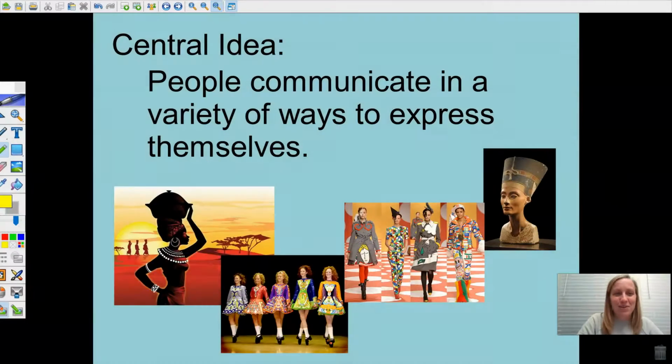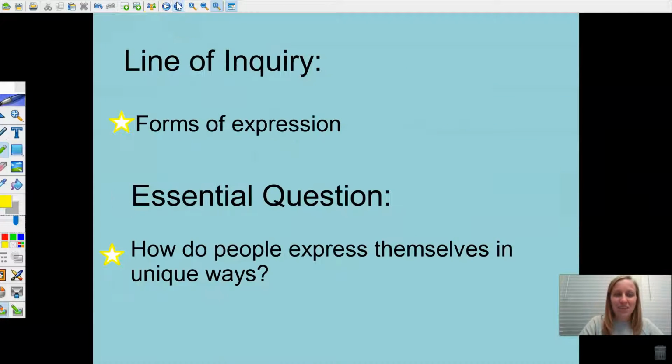All right, let's keep going with our learning today. Our line of inquiry: we have forms of expression, so all the variety of ways to express ourselves. And the question that we're going to be asking this week is, how do people express themselves in unique or special ways? We'll start with poetry today.